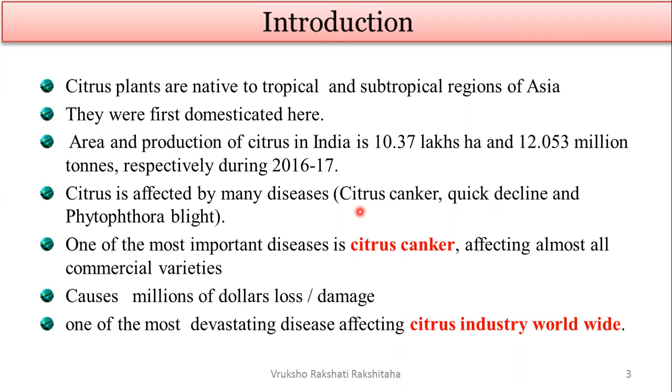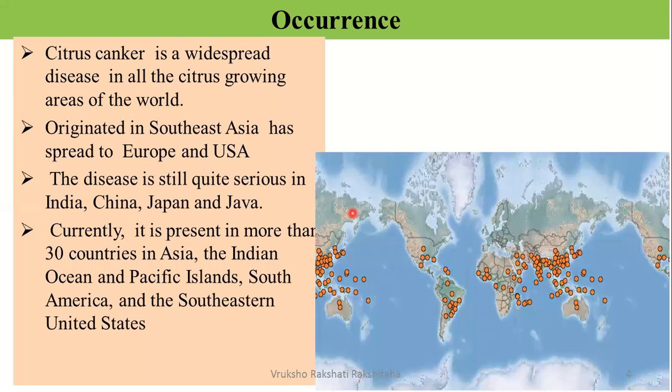One of the most important diseases is citrus canker, and it affects almost all the commercial varieties of citrus, and it has caused loss or damage of millions of dollars. Citrus canker is one of the most devastating diseases affecting the citrus industry worldwide.